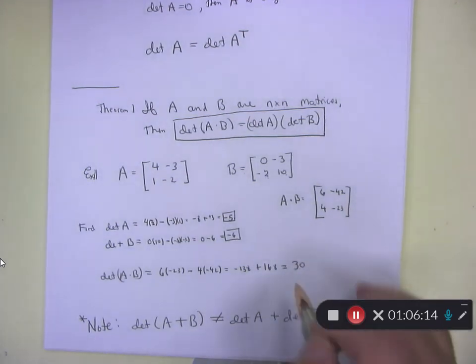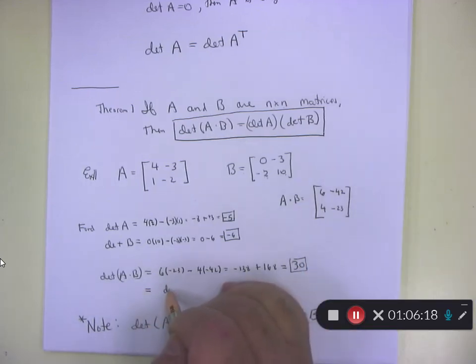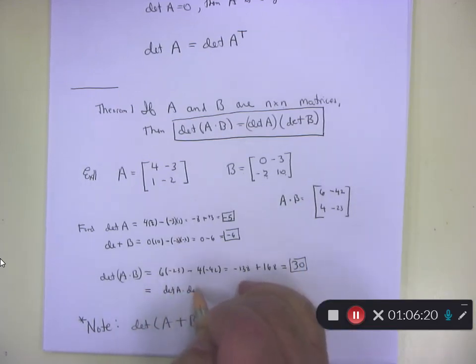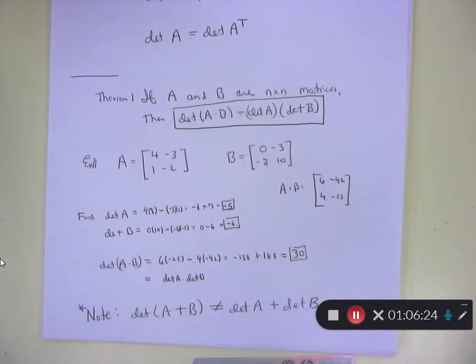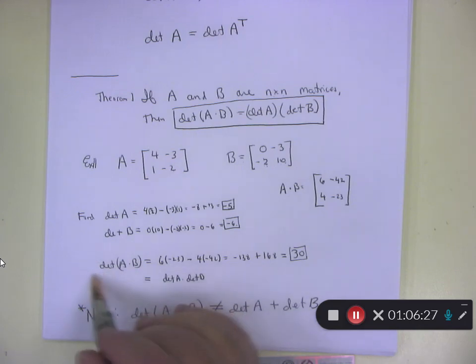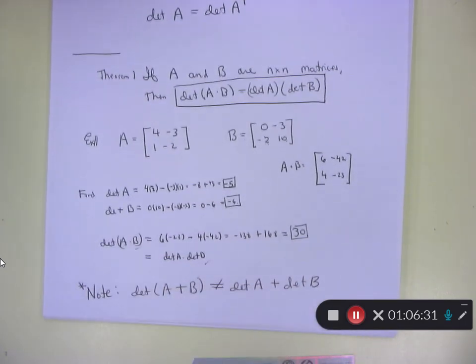30. Okay. So I get 30, which just so happens to be the same thing as the determinant of A times the determinant of B. Negative 5 times negative 6. Always works out that way, but there you go. Does that make sense?